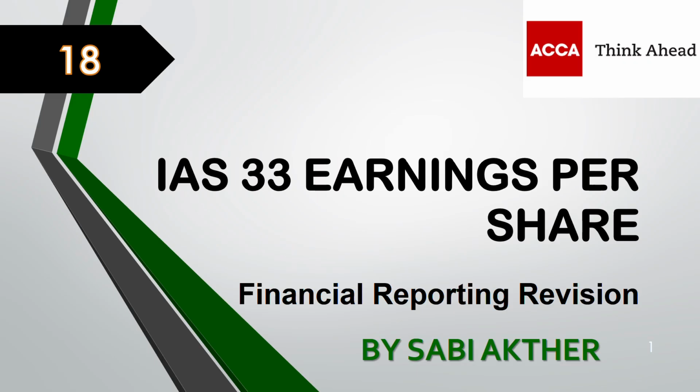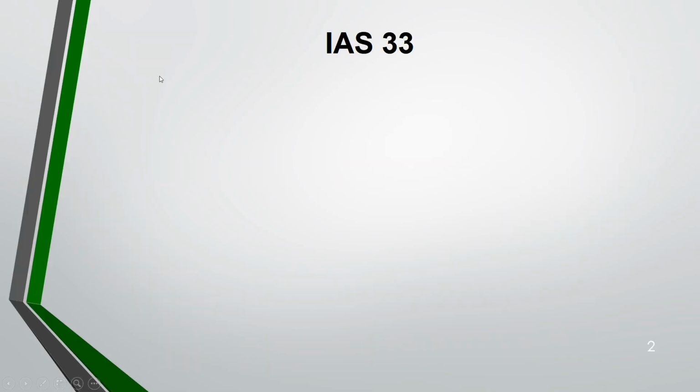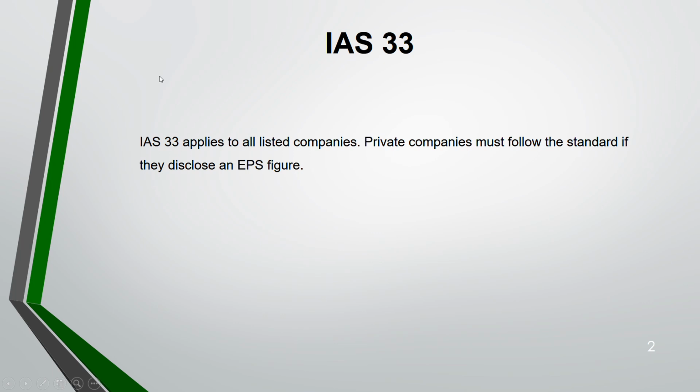In FR, it is calculation of EPS, and in SBR, the focus is not on the calculation, but rather what is the impact of the error in EPS on your financial performance. Now, IAS 33 applies to all listed companies. Private companies therefore have to follow the standard if they disclose the EPS figure.